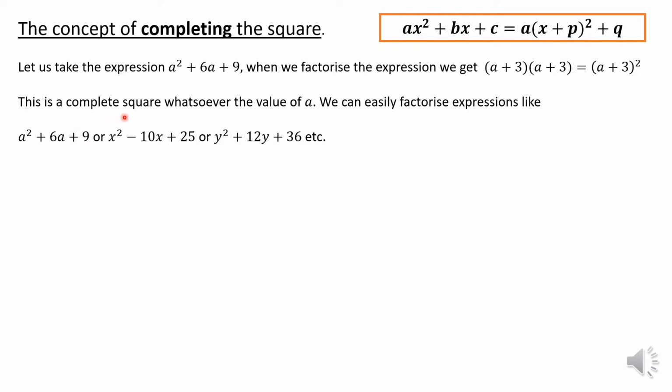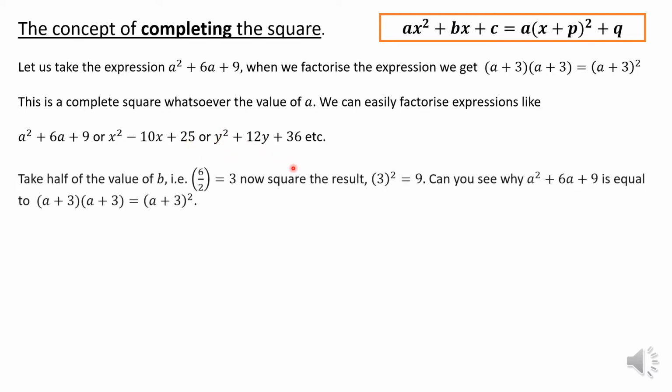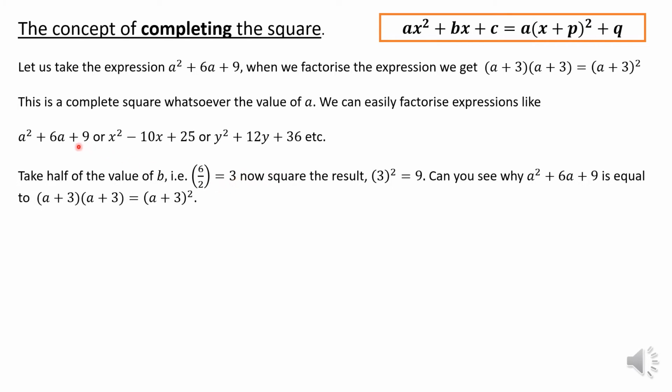This is a complete square, as I said. So other examples are x squared minus 10x plus 25, y squared plus 12y plus 36. And I will show you exactly how you can quickly see whether this is what we call a perfect square trinomial. Well, we did the first one here.